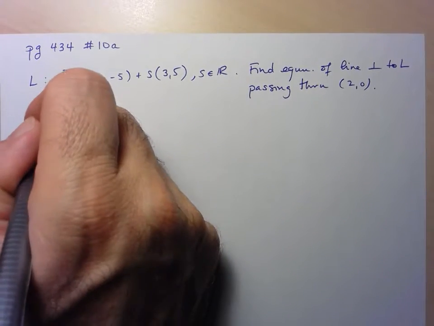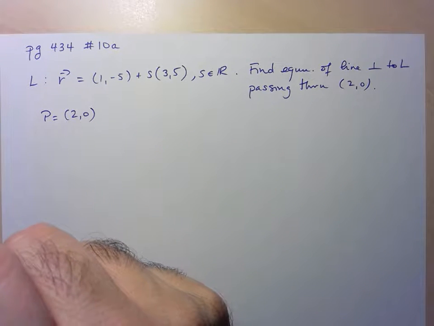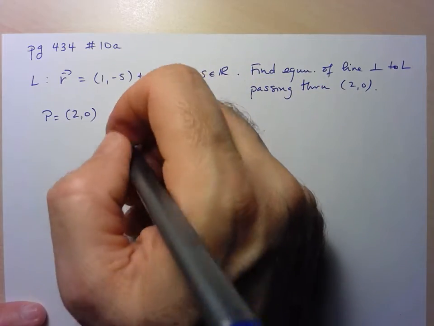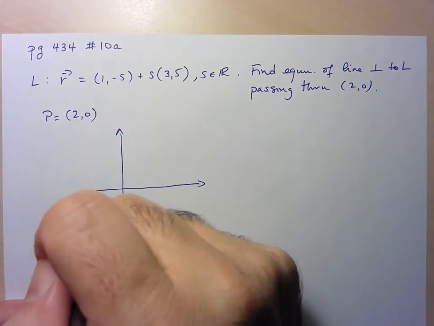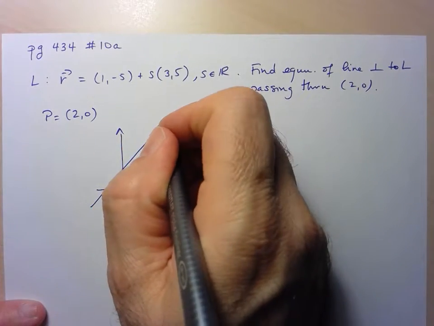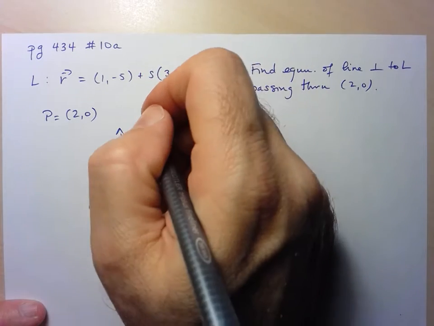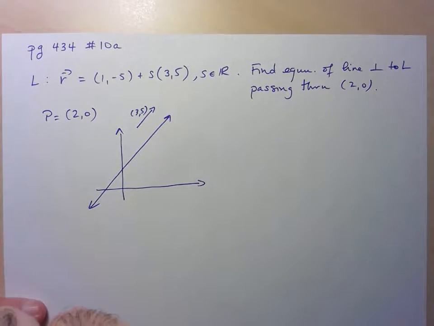We have our point on the line, which is (2, 0). The only other thing we have to find is a direction vector. Let's see how we can do that. Let me draw a little diagram here. Here's the line, and I know that the vector (3, 5) is a direction vector for this line.